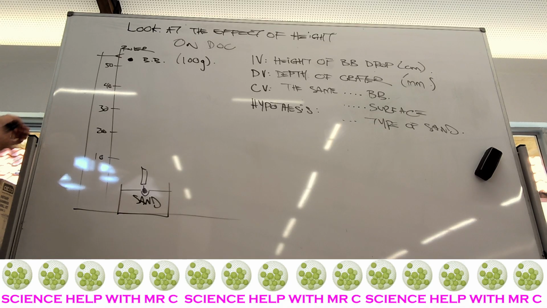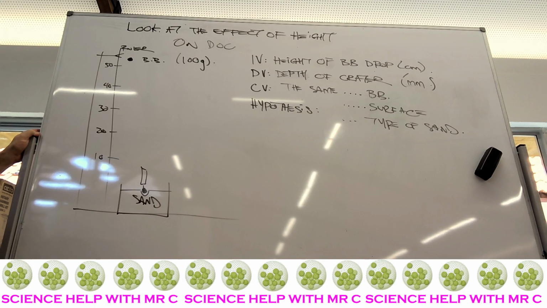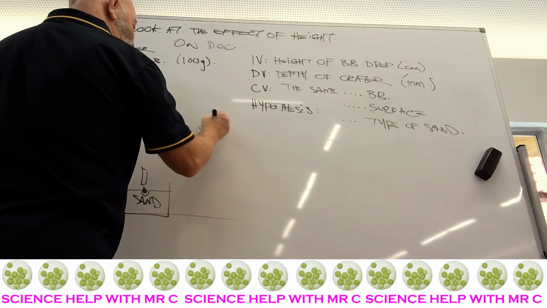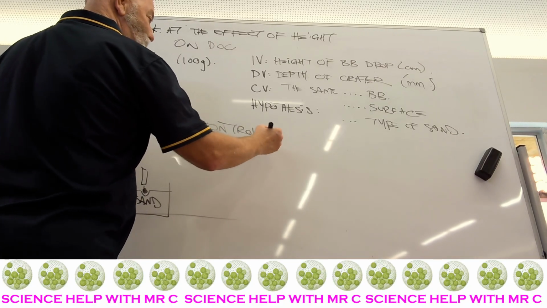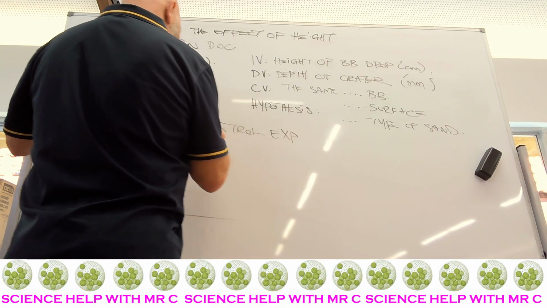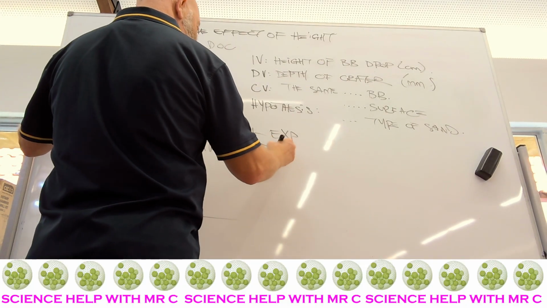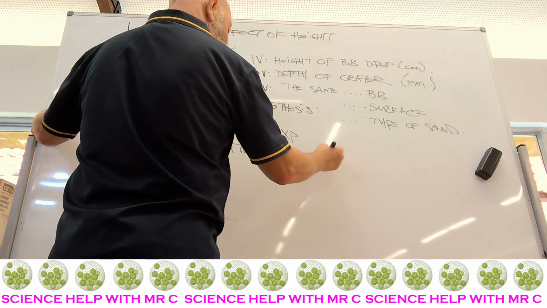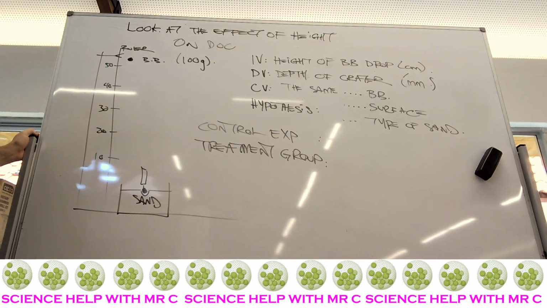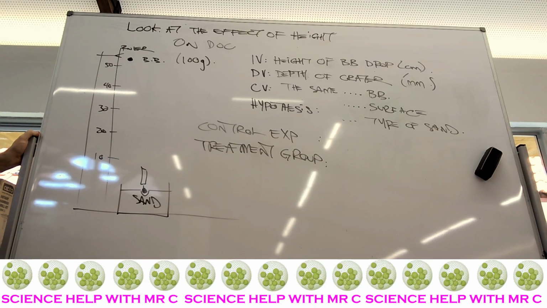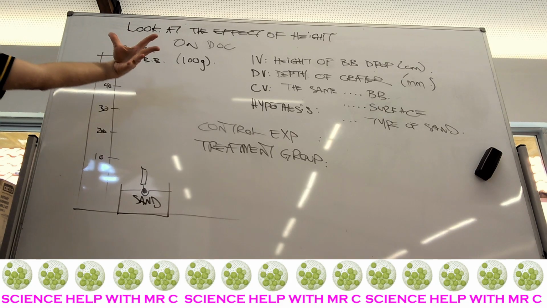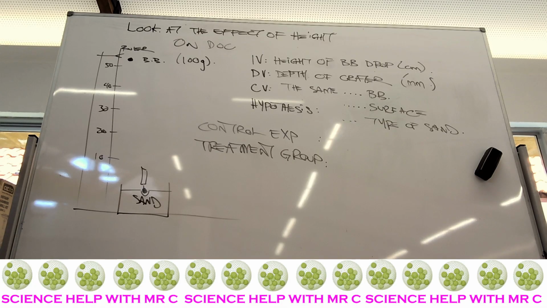Right. So now, when we do the experiment, we want to make sure we have a control experiment, and we want to make sure we have a treatment group. The control experiment is when you don't have the independent variable. What is the independent variable, Flo? The height. The height of the ball drop.